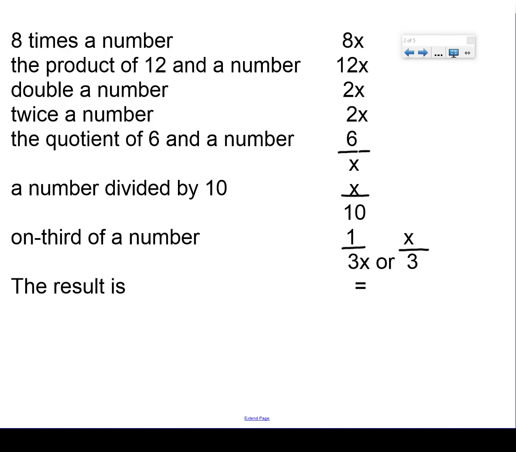The quotient, that word already tells us division. So the quotient of 6 and a number, so 6 divided by a number. A number divided by 10 would be x divided by 10, and that's supposed to be 1/3 instead of 1/3. 1/3 of a number, so that's 1/3 times x, which is 1/3 x, or x divided by 3. The last one is the result is, which means equal sign.